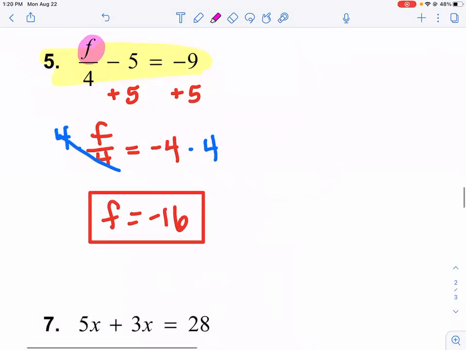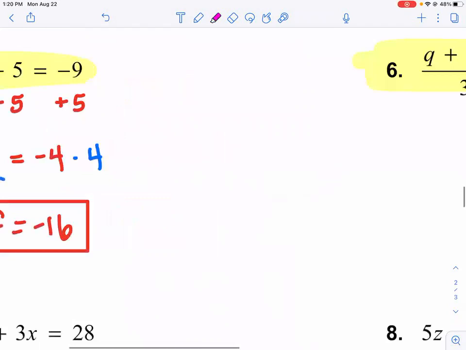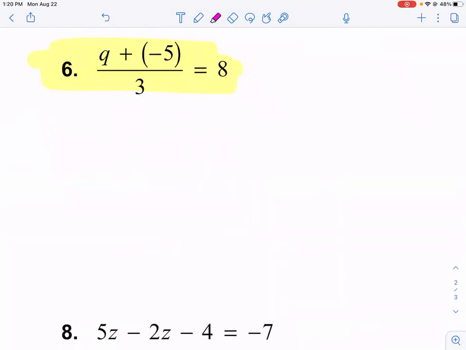I want you to look at number 6. Number 6 looks a little bit different. Okay, now I want you to think about this in your head. Just think in your head. Which number on the left side is tied closer to Q? Is the -5 closer to Q? Shh, in your head, or is the 3 closer to Q? Okay, raise your hand if you think that -5 is closer to Q. Raise your hand if 3 is closer to Q.